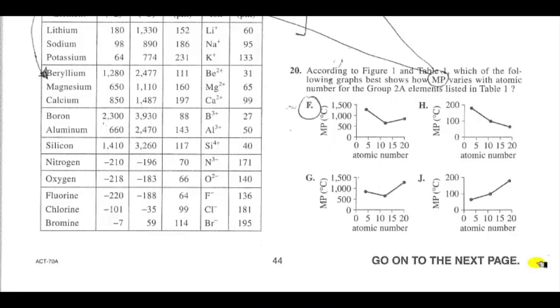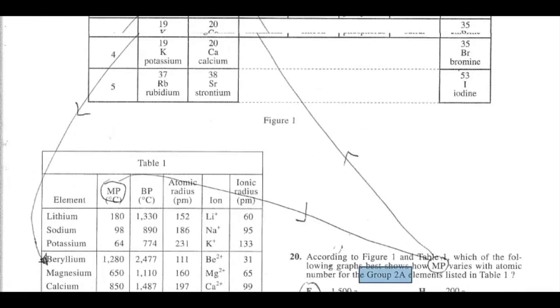Test 70A, Science, Practice Problem number 20. Number 20 states, according to Figure 1 and Table 1, which of the following graphs best shows how MP, melting point, varies with the atomic number of group 2A? First thing you want to do here is combine the results from Table 1 and Figure 1. Let's go ahead and look for group 2A.